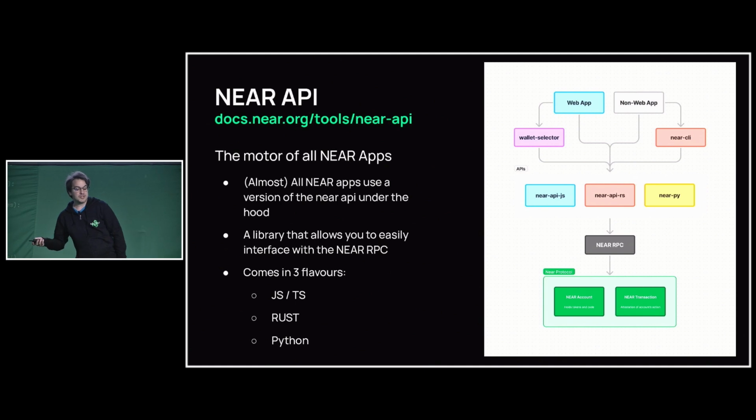Either Near API.js, which is the most downloaded and the most hated API that we have right now in the ecosystem, or the near API RS, which is very new. It did not exist until 1 week ago, so please go ahead and check it. It's actually quite amazing. And the Python one for all of you making AI projects.